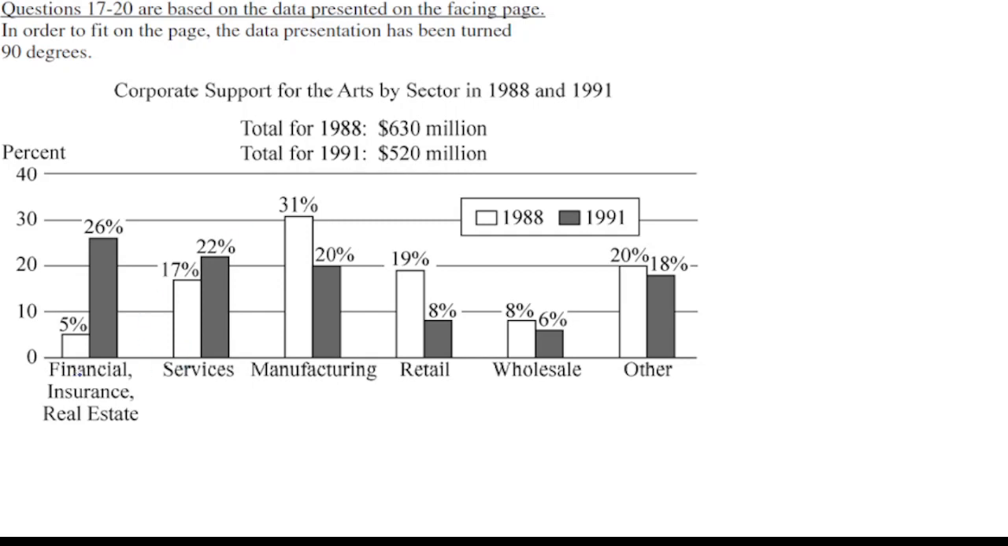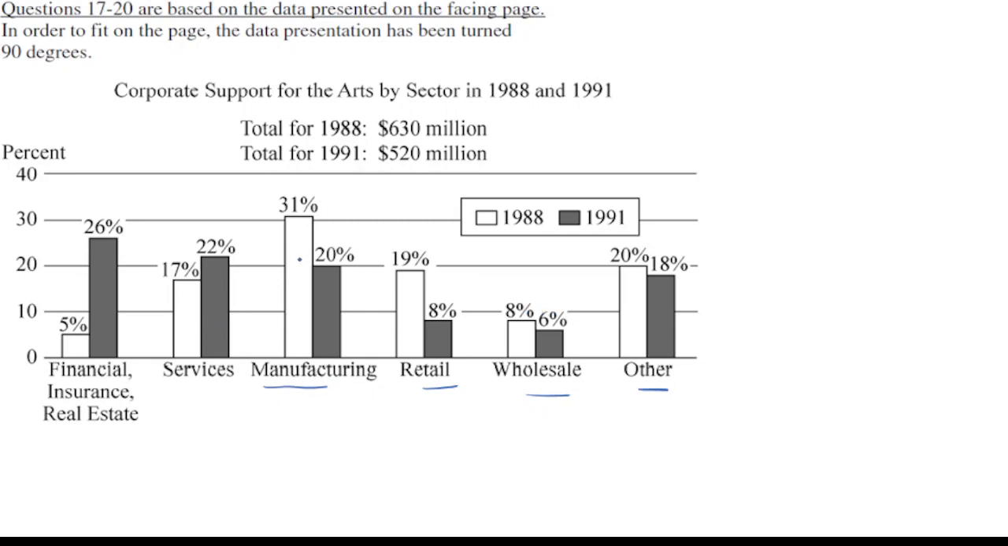We see that the financial sector has increased the support, and services has also increased the support, so these two won't come in this category. But the four sectors, manufacturing, retail, wholesale and other, have decreased the support. 31% to 20%, which is an 11% drop for manufacturing, then 19% to 8%, which is again an 11% drop for retail. For wholesale and others there is a drop, but it is an insignificant drop compared to manufacturing and retail. So we will focus on these two only.